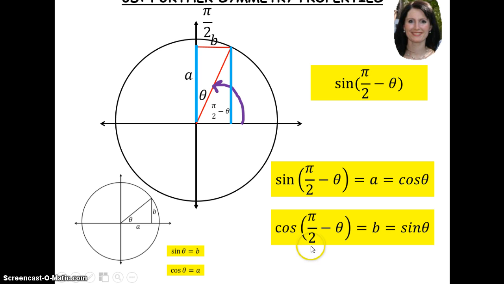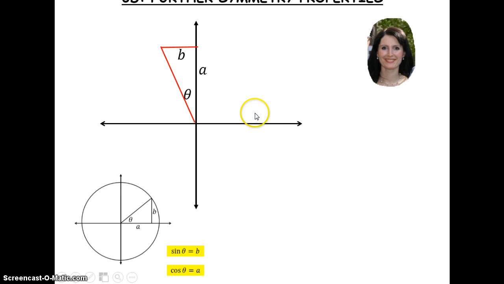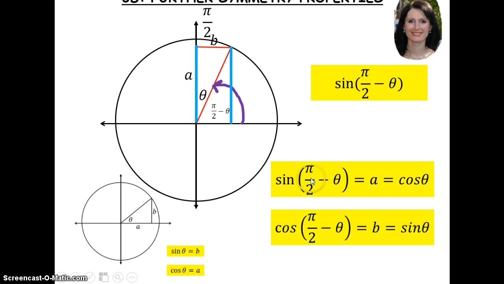Let's now look at cos of pi on 2 minus theta. So cos is, of course, our horizontal length, and it is the B. It's B here. So what we can see there is that cos of pi on 2 minus theta, so your x value, is b, which is the same as what sine theta is. So note that because we've turned the triangle around, we can have these rules and relationships.